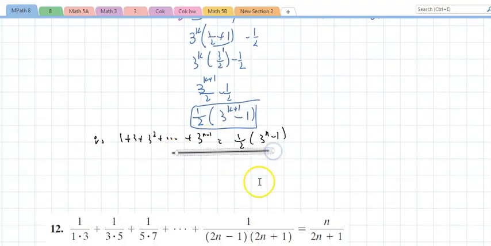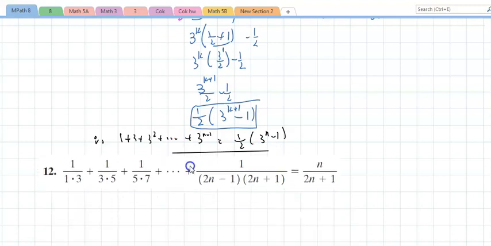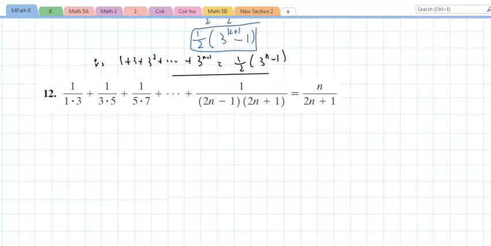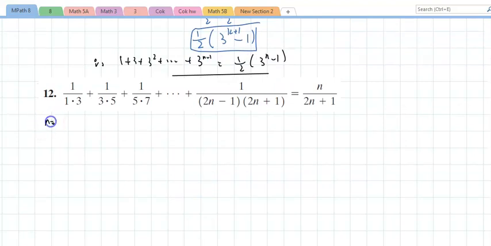And I wanted to do one more. I wanted to touch on all of these cases that you come across. Last problem. Again, we would say let n equal 1. 1 over 1 times 3, or here you could put a 1, doesn't matter, that's going to equal a 1 in there. 1 over 2 plus 1. 1 third equal 1 third, it checks.